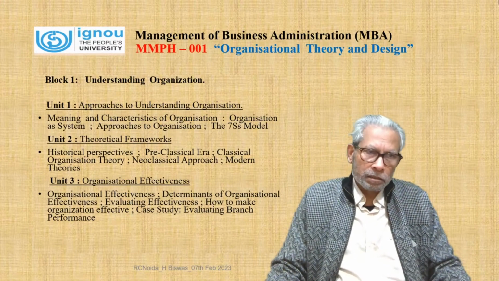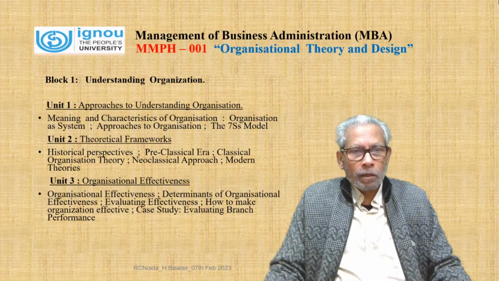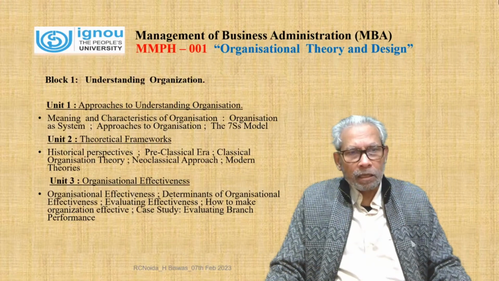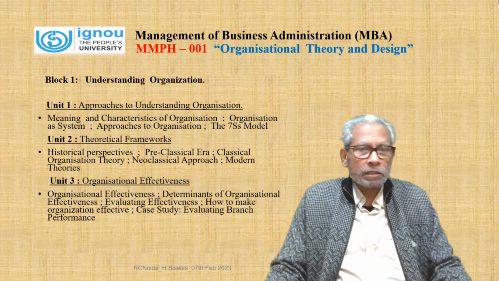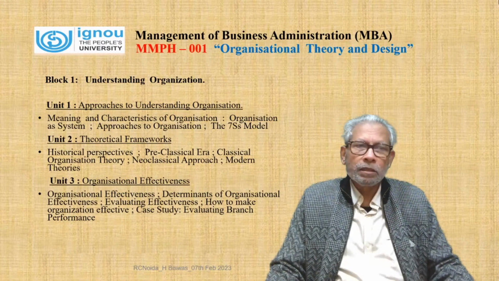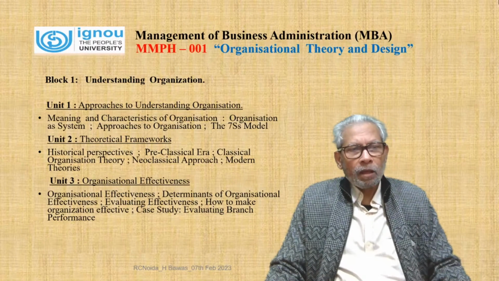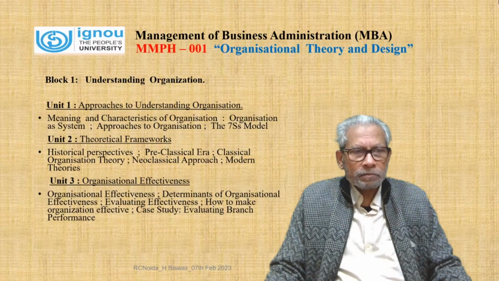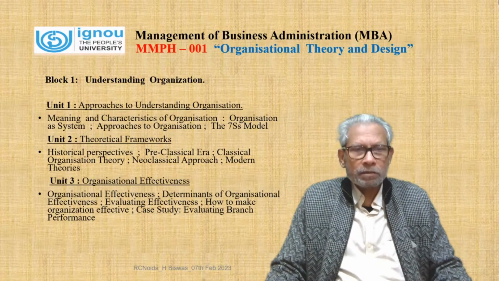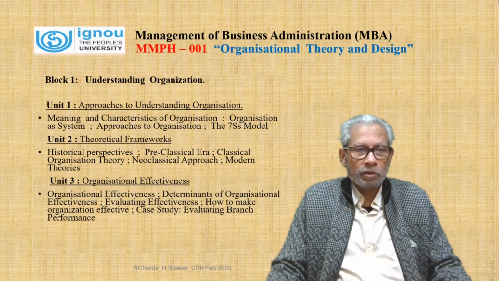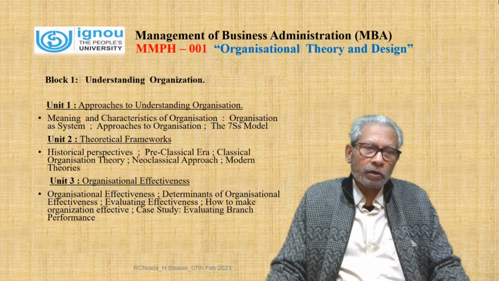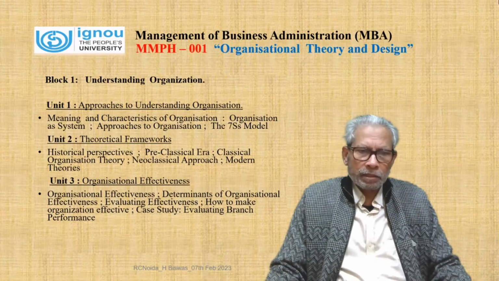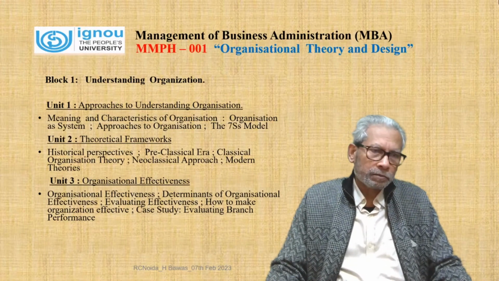That's the first unit. In the second unit, theoretical frameworks, there are historical perspectives: the pre-classical era, the classical era, and classical organization theory. Different theories are there, and neoclassical approaches and modern theories are to be explained. Unit 3 is organizational effectiveness: the determinants of organizational effectiveness, evaluating the effectiveness, how to make an organization effective, and evaluating performance systems.